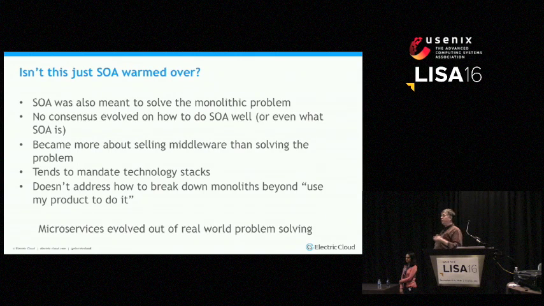Oftentimes people say, well, wasn't this what service-oriented architectures was supposed to do for us, or agent architectures, or name any of a number of different kinds of applications. And yeah, I mean it's kind of true, right? I mean SOA was meant to help with the monolithic application. I would say outside of certain vendor spaces, no good consensus was ever achieved, and it became more about my bus is bigger than your bus in the vendor space. And there was a lot of lock-in associated with SOA because it was use my middleware, live in my ecosystem. Whereas I think microservices has really evolved out of real-world problem solving.